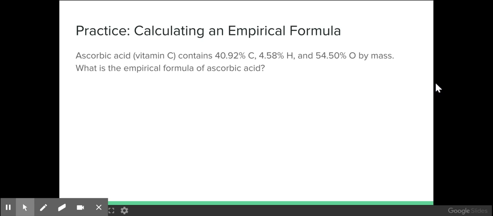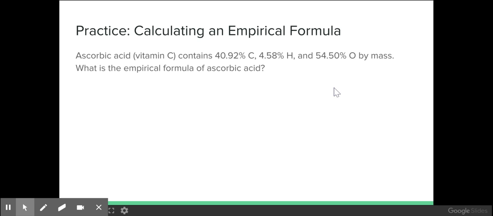In a typical empirical formula problem, I always go back to the jingle that we used in class last year, right? Percent to mass, mass to mole, divide by small, and then make them whole. So the first thing that I'm going to do with this information that's given to me about vitamin C is I'm going to take these percentages and I'm going to assume that there are 100 grams of this compound.